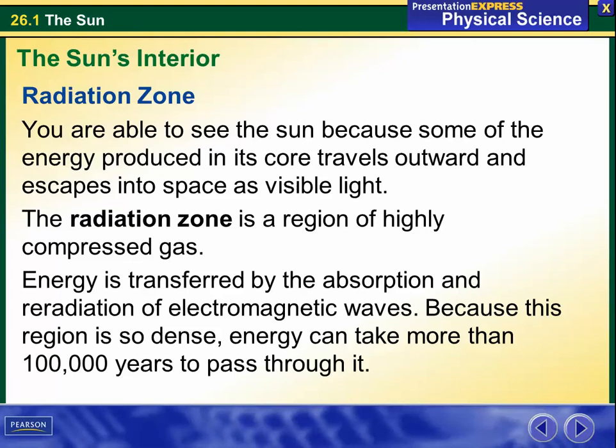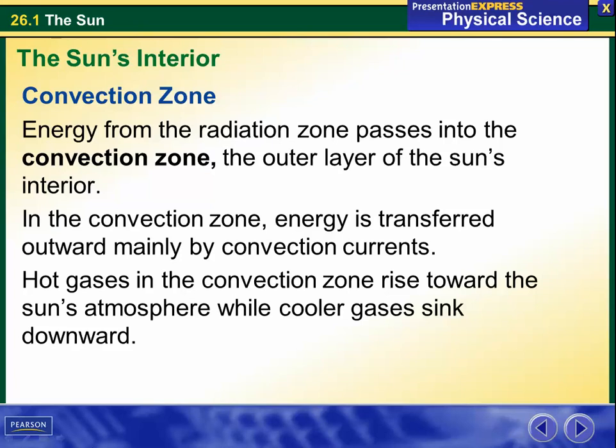So it's a very thick, highly compressed area, probably from a mixture of the outward pressure from nuclear fusion and the inward pull of gravity, which makes this area so thick that it can take 100,000 years for energy to pass through it. Then, again, core at the center, radiation zone. Next is our convection zone.